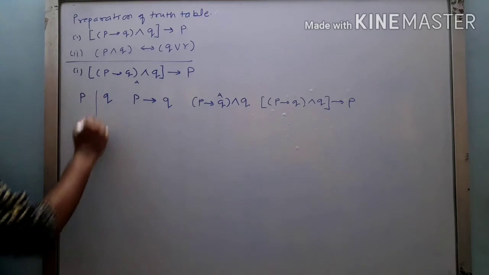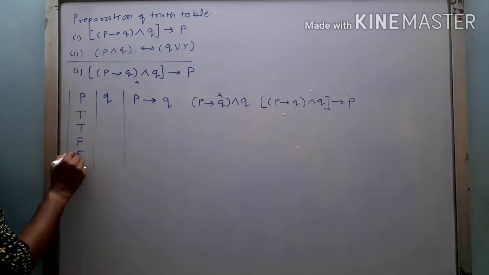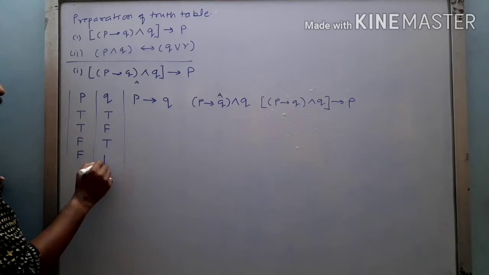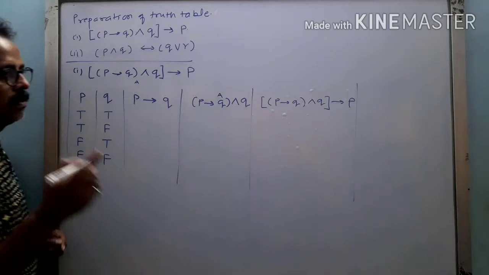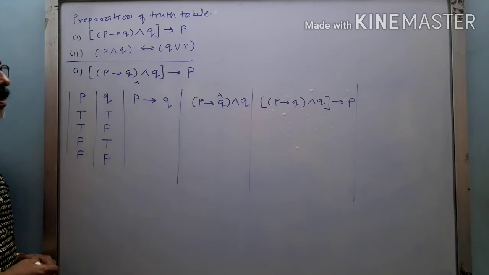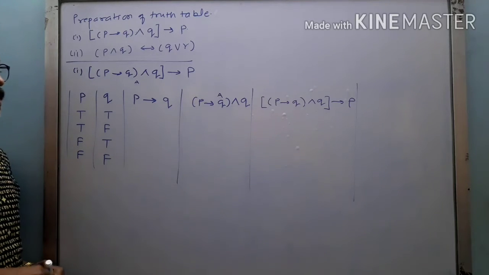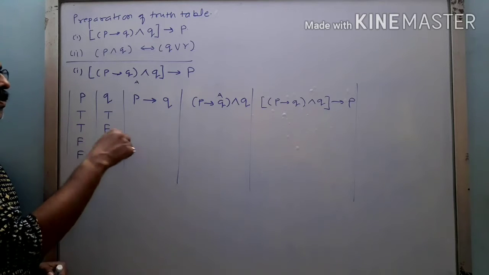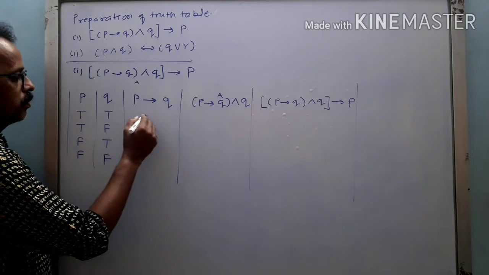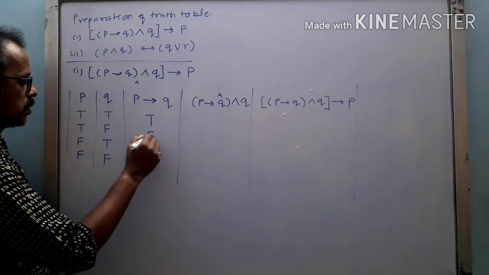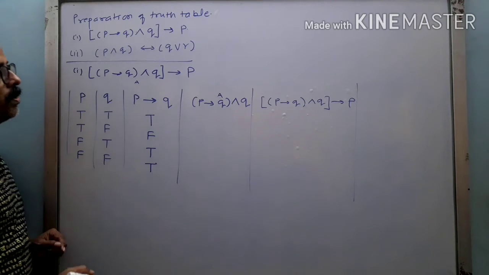Now again we are going to make the table like this: true, true, false, false, true, false, true, false. Now P implies Q. Try to recall your memory. We are talking about single implication. For single implication, we have written that if it is true and false, it is false. Otherwise, it is true. So true implies true is true. True implies false is false. False implies true is true, and false implies false is also true.